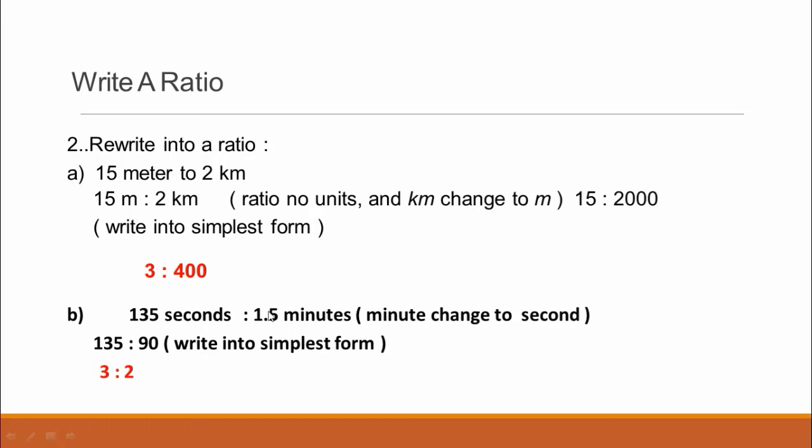And the second example for this rule: 135 seconds and 1.5 minutes. So convert the minutes to seconds. Which quantity will be converted to the other? Convert the largest unit to the smallest unit. Since in these two units, second is the smallest unit for time, convert the minutes to seconds. We can write 135 seconds ratio 90 seconds. So the simplest form of this ratio is 3:2.